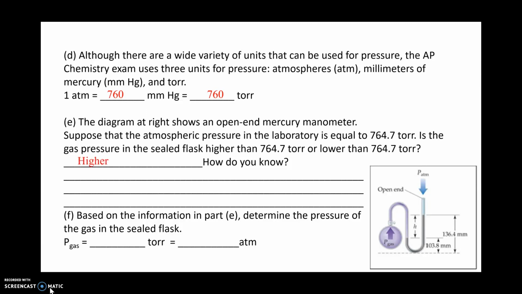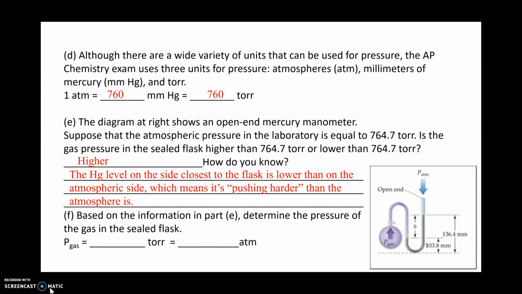Well, of course, the answer is that it's higher than that. And the reason is that we can look at this diagram and we can see that the mercury level on the side closest to the flask is lower than it is on the side open to the atmosphere. What that means is that the pressure inside the container is pushing harder than the atmosphere is pushing. And so the pressure inside this container must be higher than atmospheric pressure. Well, then, of course, the next question is, how much higher? How do we determine what that number is?